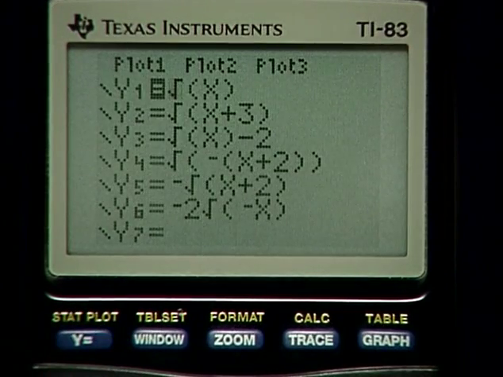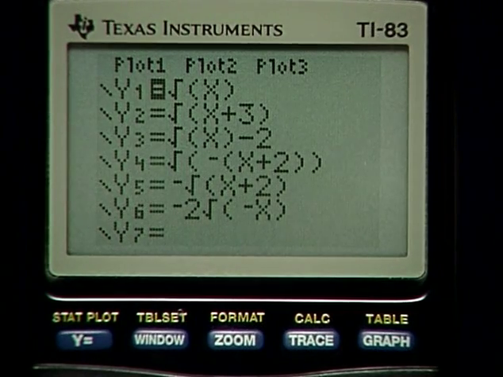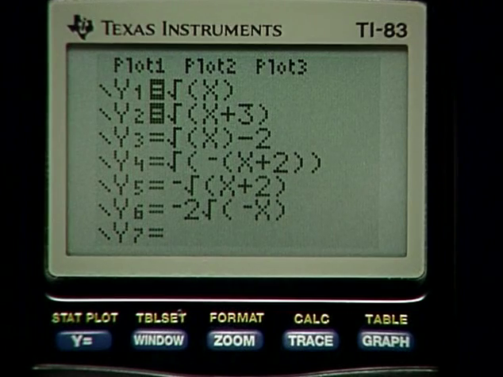Go back to y equals, and we're going to pick up the next graph. I'm cursoring to the left and then down one. With the blinking icon on the equal sign, press enter, and it'll highlight that equal sign, and now we'll pick up both of these graphs.